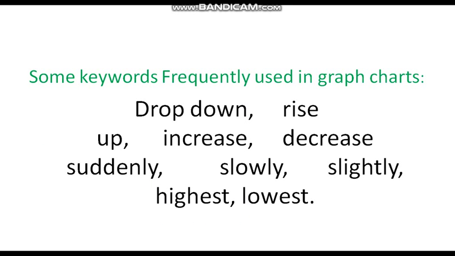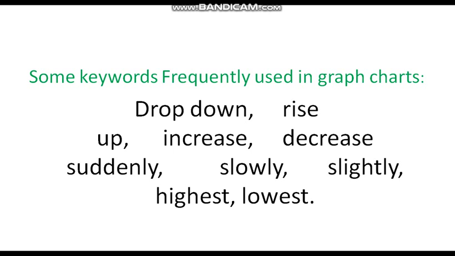There are some keywords which are necessary to write the description of a graph chart. Drop down, that is পড়ে যাওয়া, rise up উঠা, বেড়ে ওঠা, increase ক্রমাগত বৃদ্ধি পাওয়া, decrease ক্রমাগত হ্রাস পাওয়া, suddenly হঠাৎ, slowly ধীরে ধীরে, slightly অল্প পরিমাণে, highest সর্বোচ্চ, lowest সর্বনিম্ন. These words are very necessary to describe graph charts.